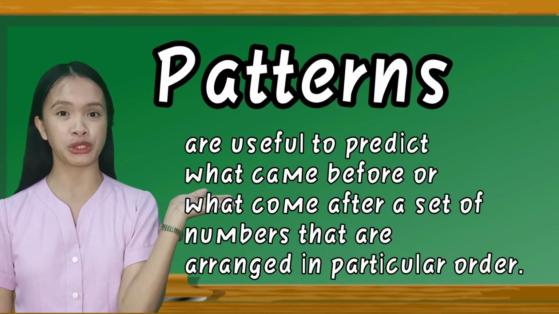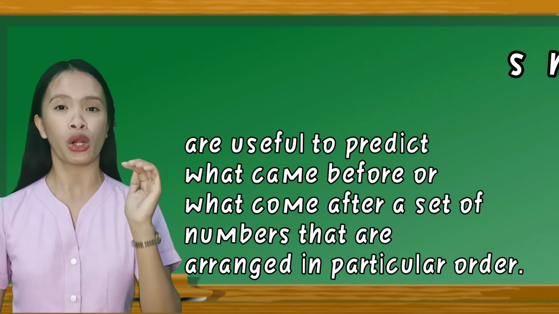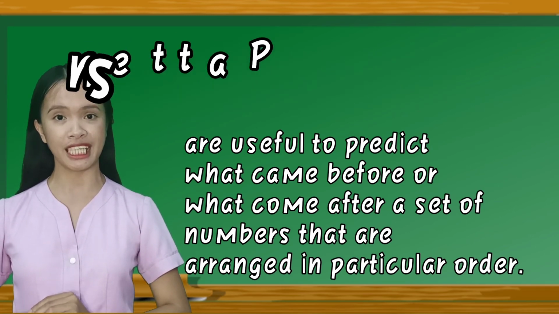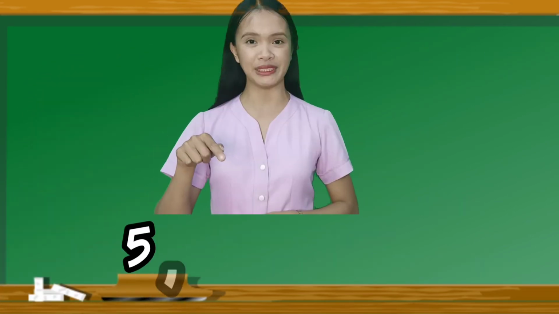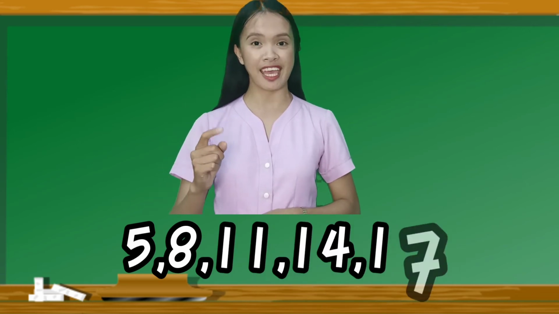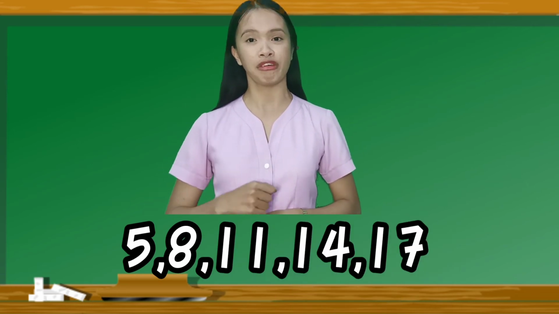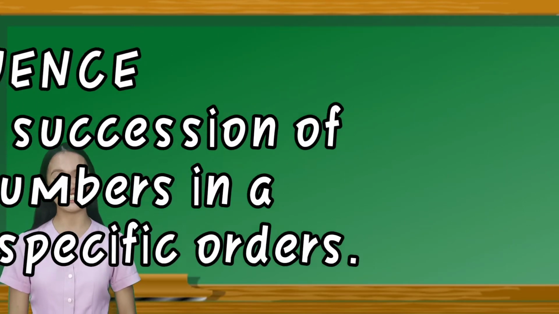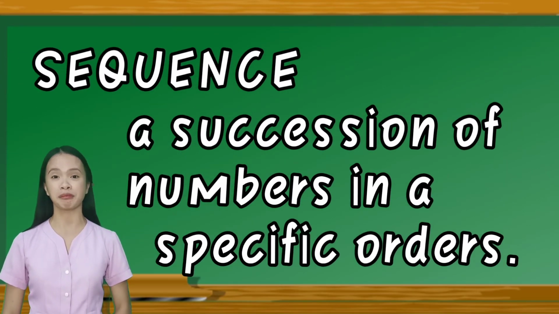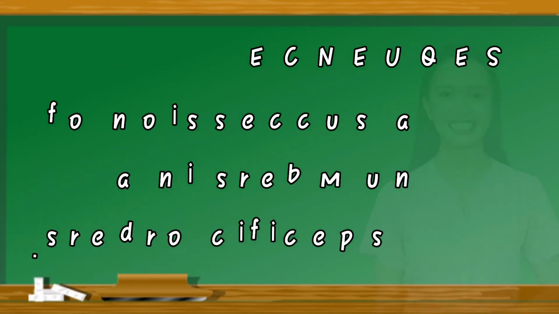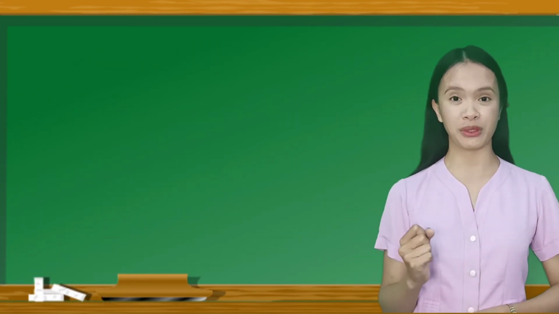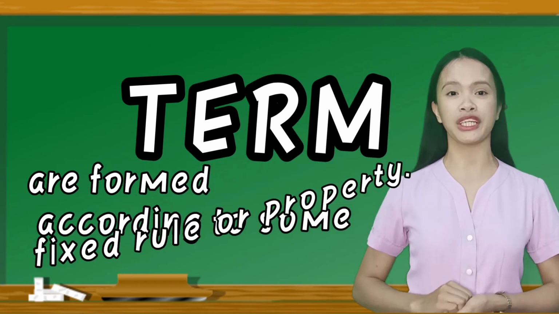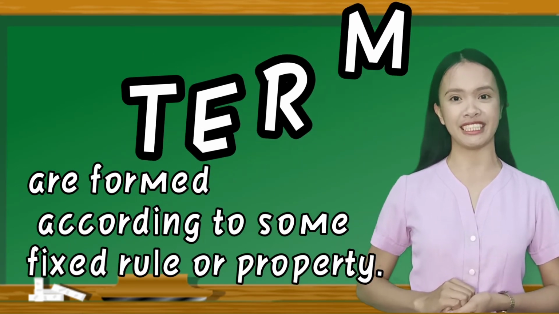Patterns are useful to predict what came before or what comes after a set of numbers that are arranged in a particular order. Example: 5, 8, 11, 14, 17. A sequence is a succession of numbers in a specific order. Each number in a sequence is called term. The terms are formed according to some fixed rule or property.